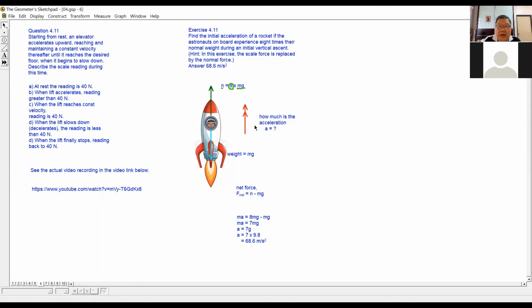Correct. The green minus the blue, because it is moving upwards, this green one must be bigger than the blue arrow. You use the direction of motion to predict which of the two forces is bigger. So now we know that since it's moving upwards, this upward arrow must be bigger than the downward one. The upward arrow is N. The net force is N minus mg, because this one is the bigger one, so we use the bigger one minus the smaller one.